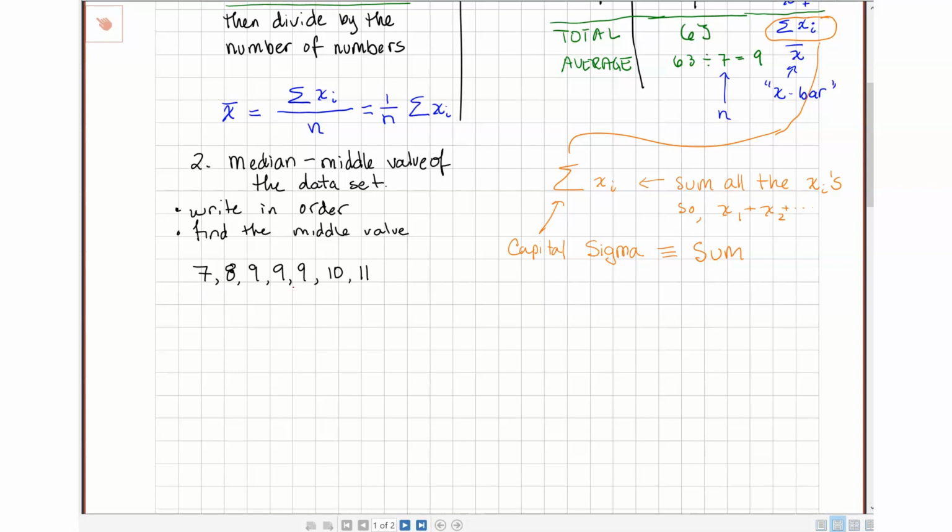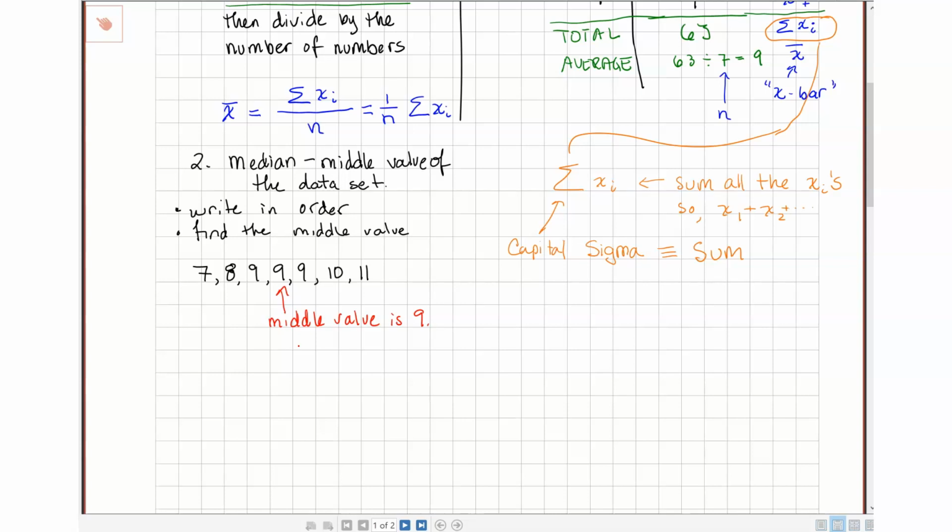And it happens to be that there are 7 values in this data set. And the middle one is 9. So that's the median of this data set. Now, if you have an even number of numbers in the data set, that means that there is no middle number. And in that case, we take the average of the 2 middle numbers.